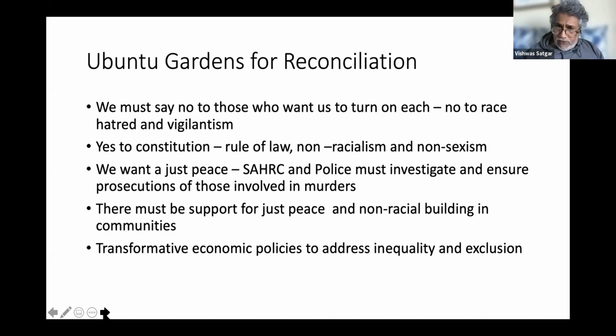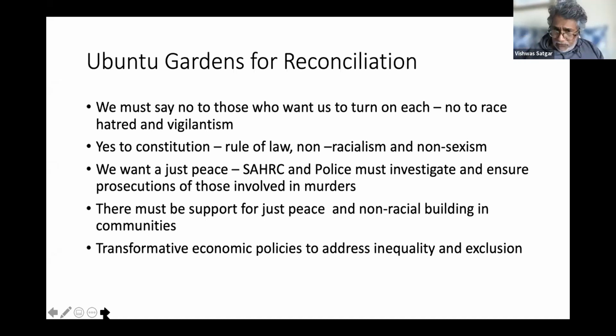We also want the Ubuntu gardens to be an affirmation of a just peace. That means those that have engaged in vigilante violence and killings, whether in Phoenix or any other community or in any other place, must be held accountable. There must be investigations, effective ones. There must be prosecutions. And we want the Human Rights Commission and the police to play their role. And these gardens must be saying that. We want a just peace.